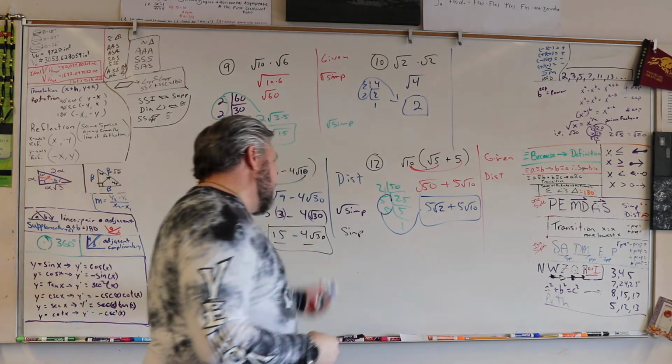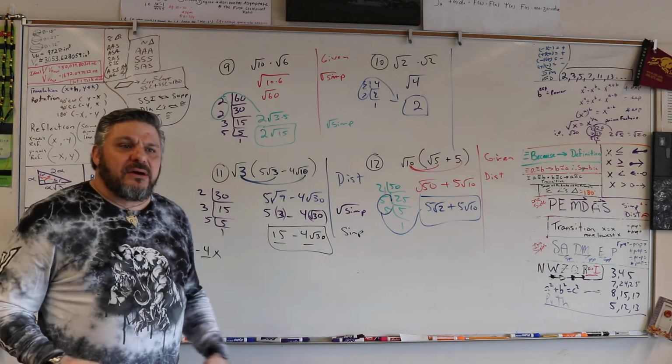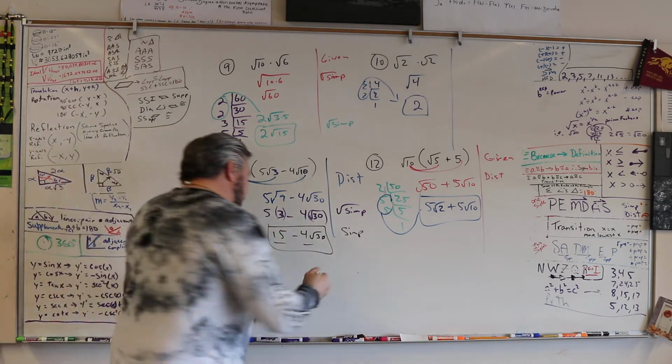When I think of 30, right? I think of 2 numbers that multiply to be 30. And I know 5 times 5 is 25, right?